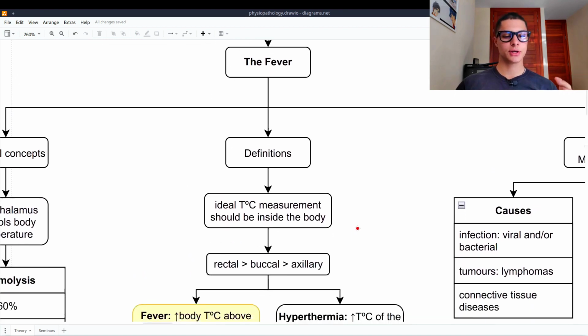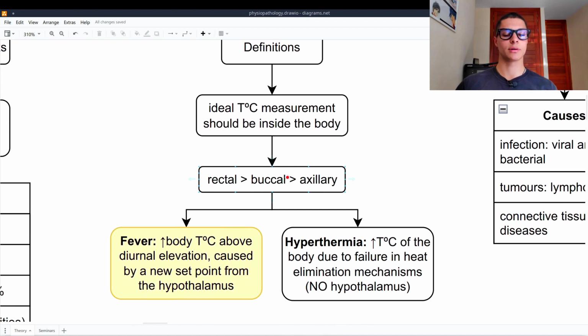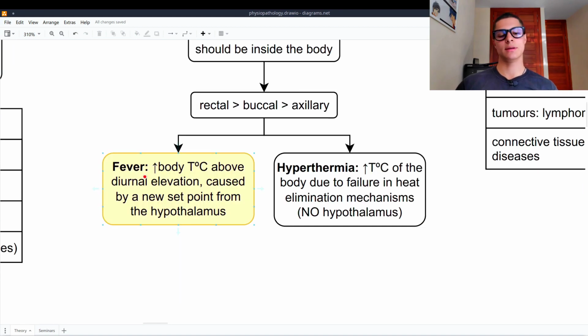Now let's take a look at the definitions of fever. So the ideal temperature measurement should be inside the body, but since we cannot really reach the heart, we use the axillary one, which is the most frequent. Then we have the buccal and the rectal. The most accurate is the rectal, followed by the buccal and then the axillary. So fever is the increase of body temperature above the diurnal elevation, because you have to know that in the afternoon, for example, we have a body temperature a little bit higher than in the morning. So fever is above the diurnal elevation, and it is caused by a new set point from the hypothalamus.